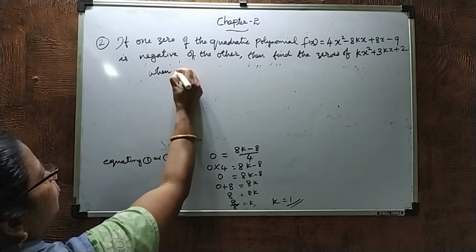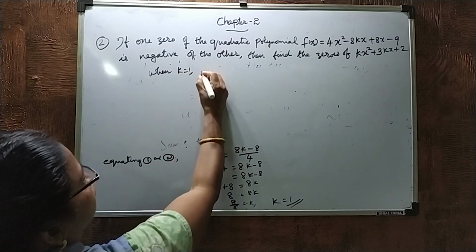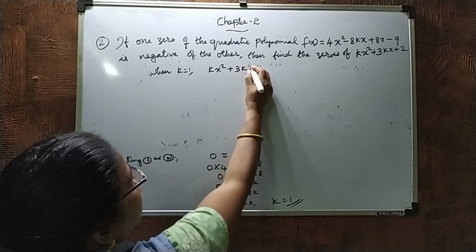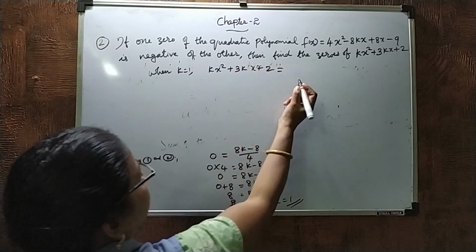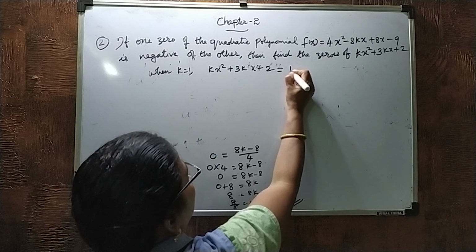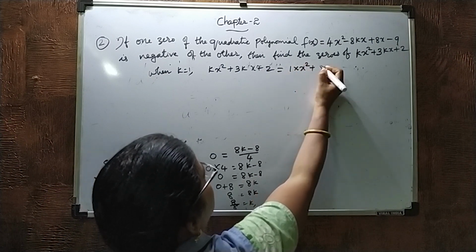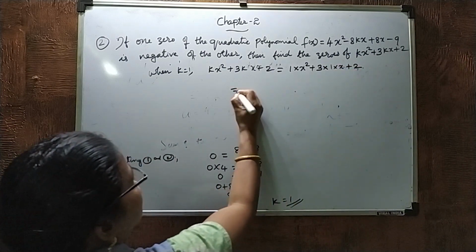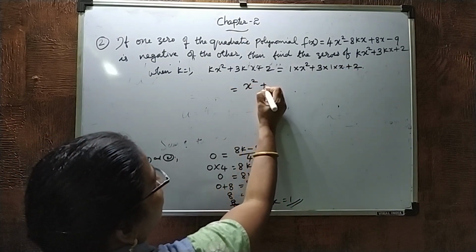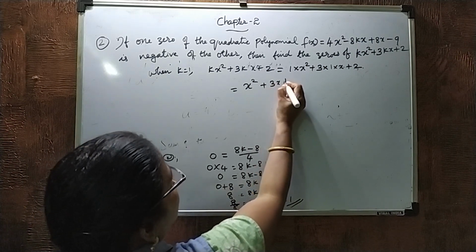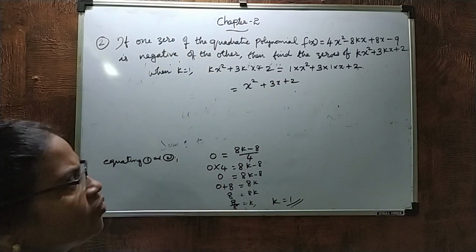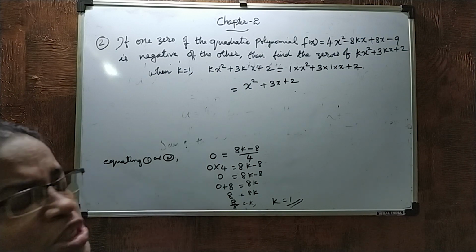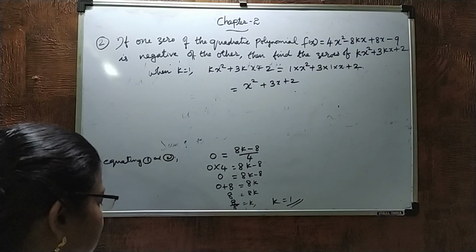When k is equal to 1, kx square plus 3kx plus 2 becomes 1 into x square plus 3 into 1 into x plus 2. That means 1 into x square is x square, plus 3 into 1 is 3x, plus 2. This is the polynomial you got when k is equal to 1. Now what do you have to find out next? You have to find the zeros by splitting the middle term. How will you do that?